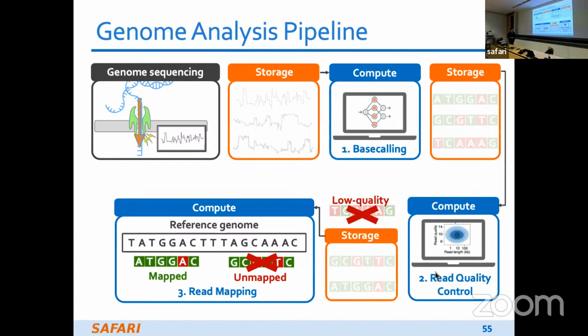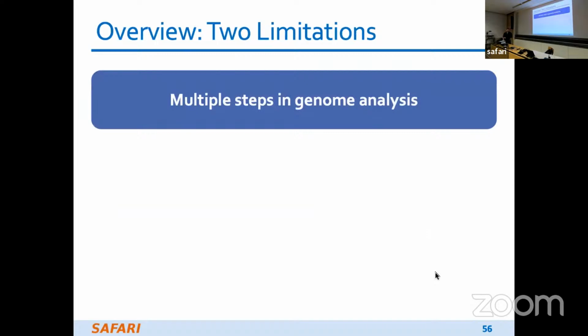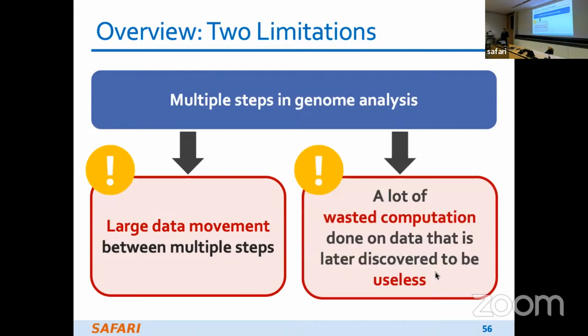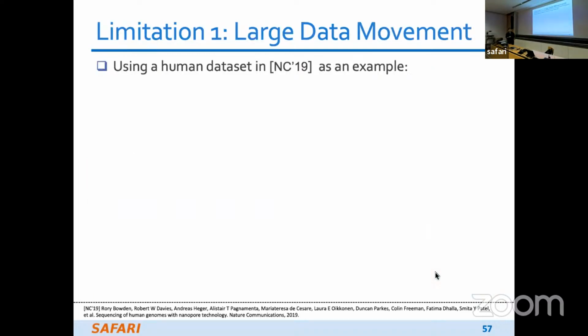So basically, what I'm trying to show here is that there are lots of steps that perform computation and then store the intermediate data and then do the computation based on that intermediate data and so on. So based on that, we identify two problems. There are multiple steps in genome analysis, so this causes large data movement between multiple steps. And also there's lots of wasted computation that we do just because we are using data that becomes useless eventually in the later steps of genome analysis. So how do you solve these problems, right?